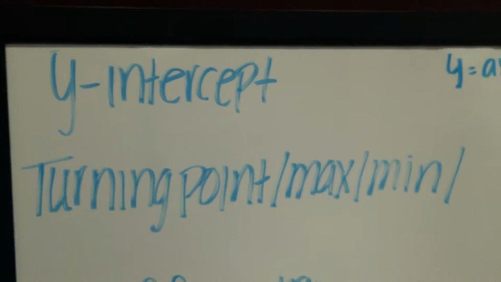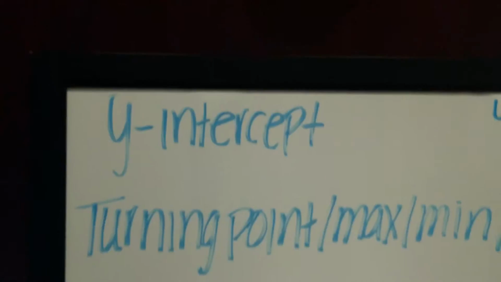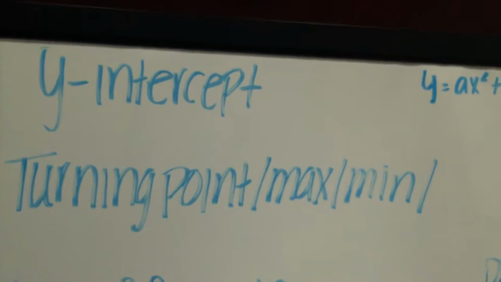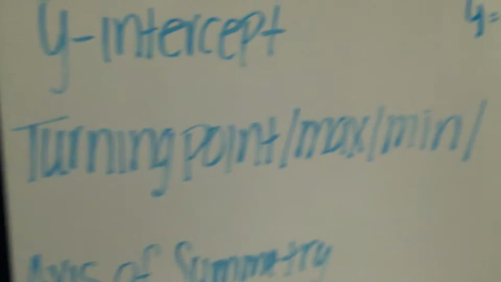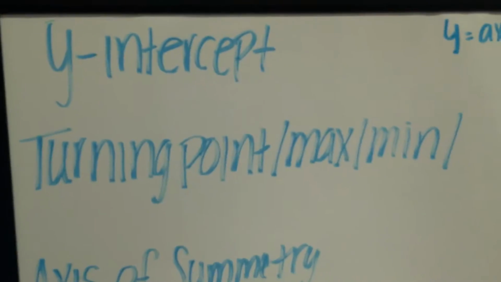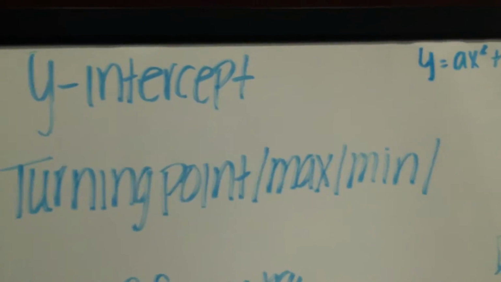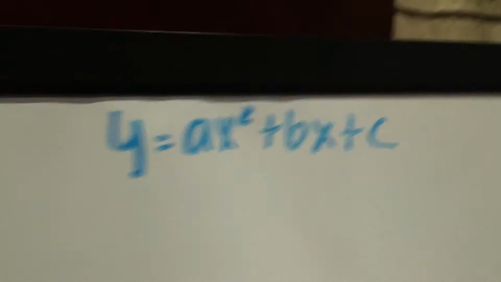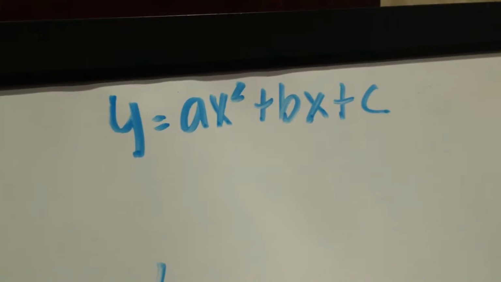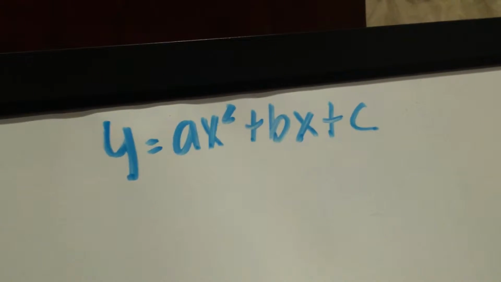In class we learned all about the different aspects of a parabola. Remember, the parabola is a U-shape, so we have the y-intercept, the turning point, also known as the max or min or vertex, axis of symmetry, domain and range. Now here is what the whole quadratic formula looks like: y is equal to ax squared plus bx plus c.